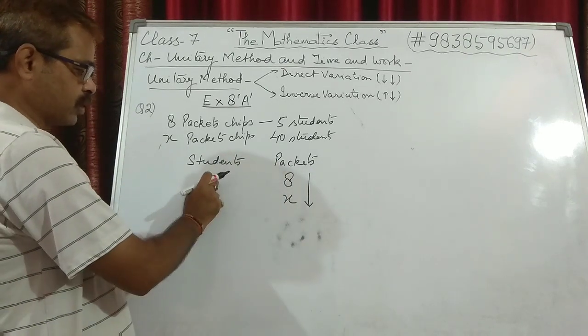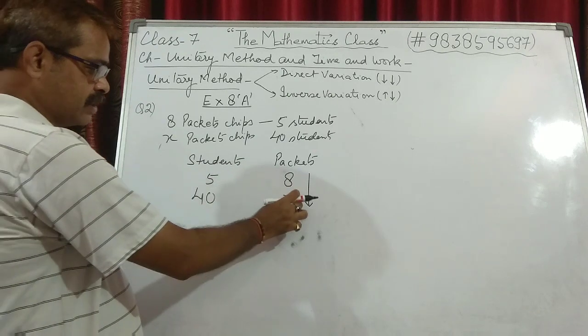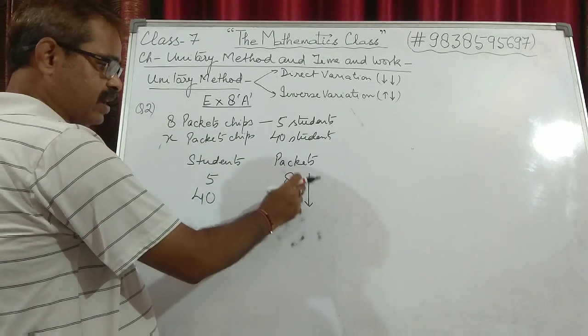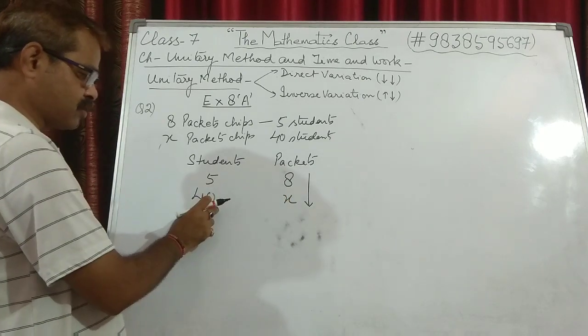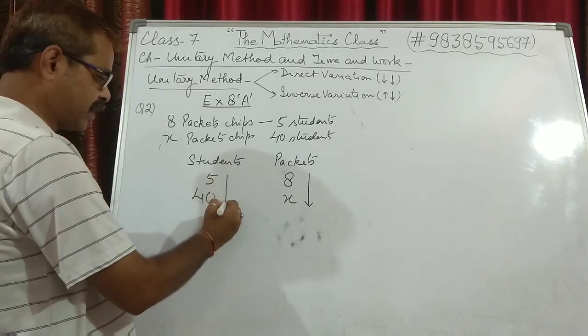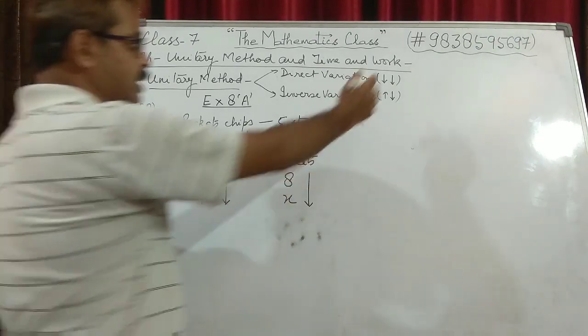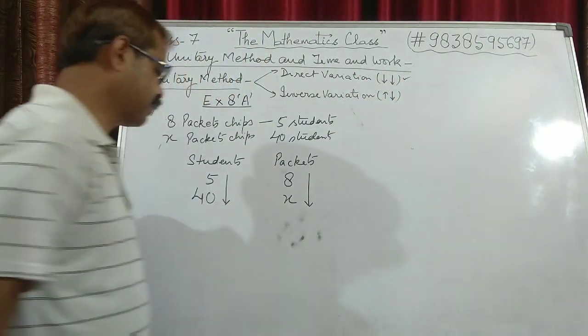Here also 40 is more than 5. It means this is increasing, and at the same time this is also increasing. Because of the increase of the first quantity, the second is also increasing. So it is a direct variation. We simply write it like this. If these two arrows are the same, it means it is a direct variation.